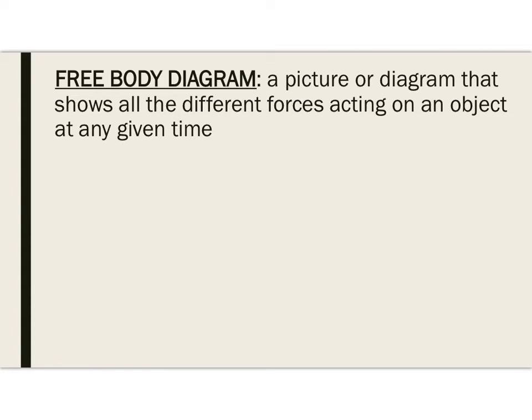Then we have this thing called a free body diagram. A free body diagram just shows all of the different forces that might be acting on an object at any given time. That's going to include gravity, it would include air resistance, it would include anything that's making the object move or not move. And we show that with these force vectors, remember those arrows, and they originate at the center of the object. We're always talking about the centers of objects when we look at forces.